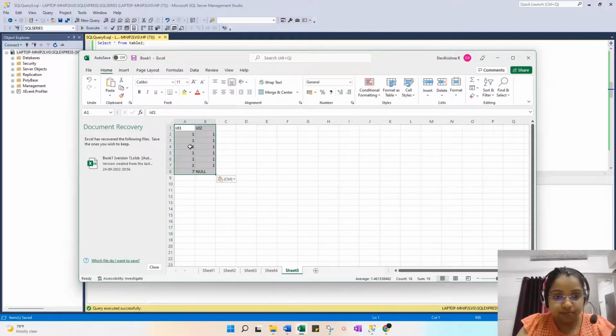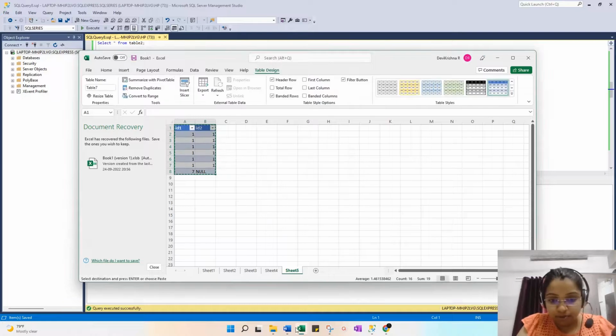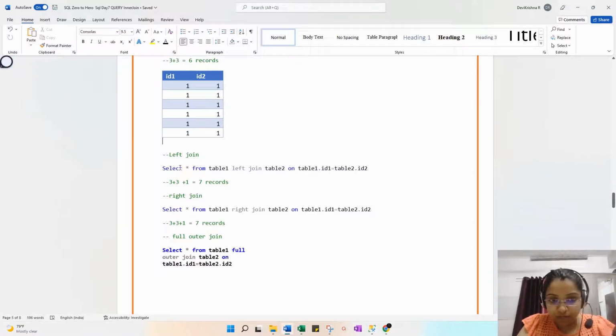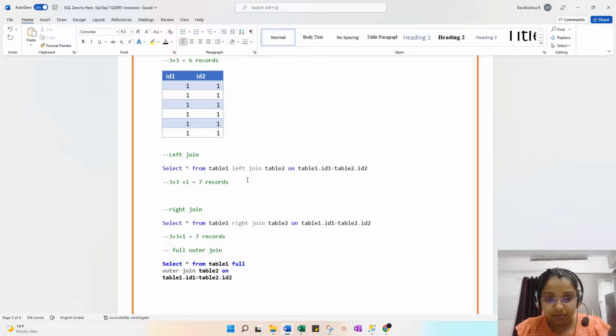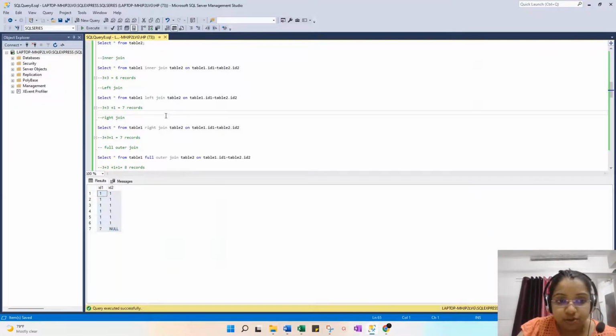Then only you will get a better idea. Okay, so we can write this one here. In the left join, we will get 7 records. The same thing we can repeat in the right join also.